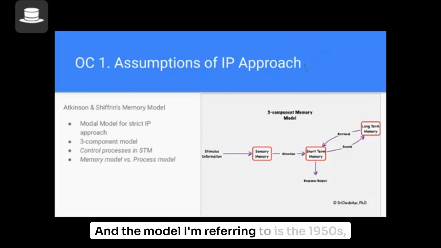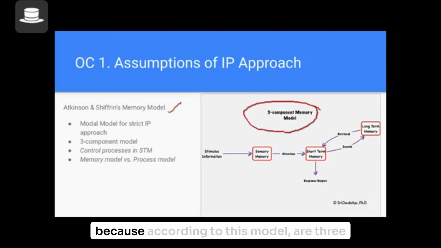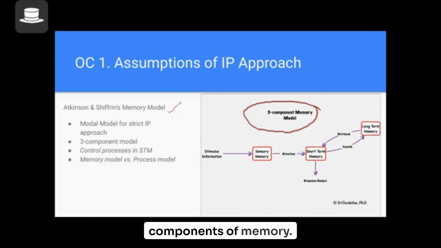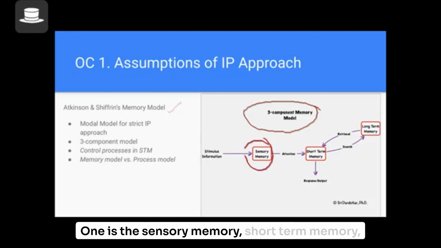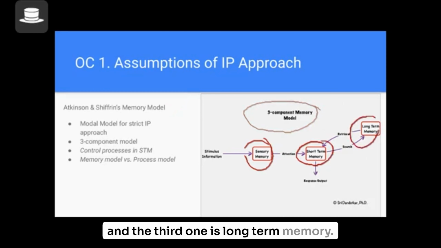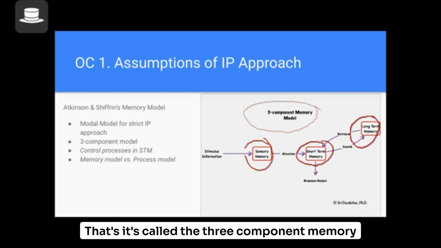And the model I'm referring to is from the end of the 50s and beginning of the 60s, when Atkinson and Shiffrin proposed a model called the Atkinson-Shiffrin memory model. It's also called the three-component model because according to this model, there are three components of memory. One is the sensory memory, the second is short-term memory, and the third one is long-term memory. That's why it's called a three-component memory model as well.